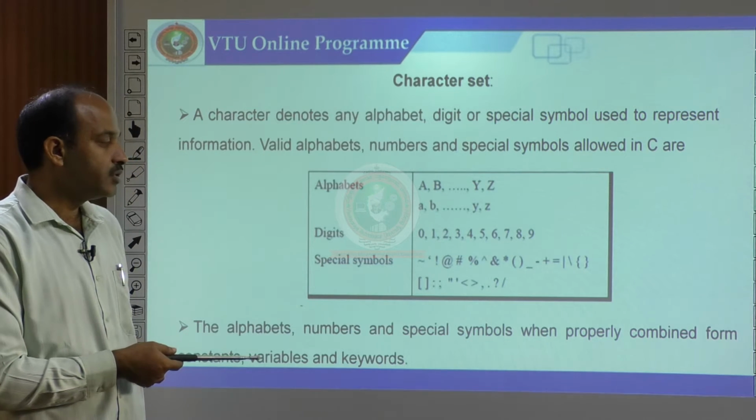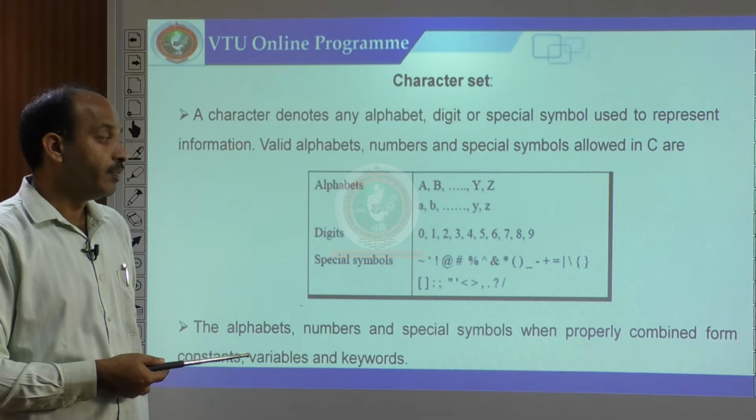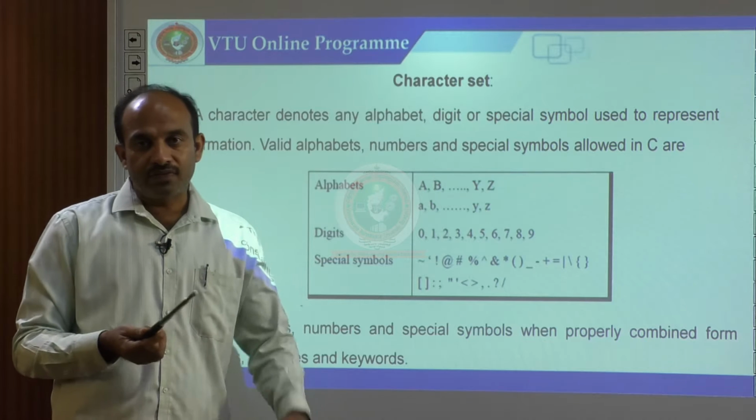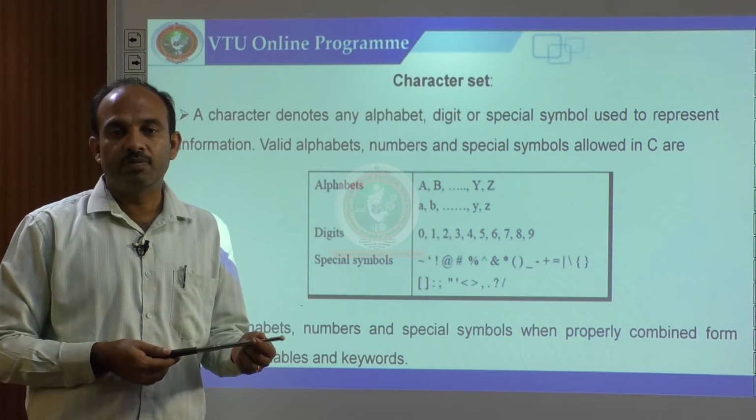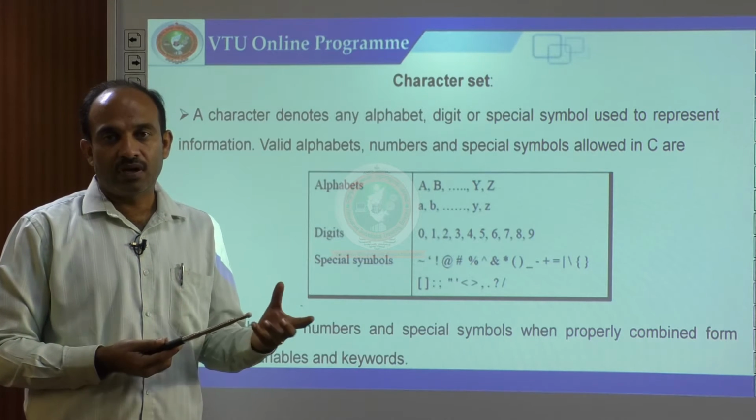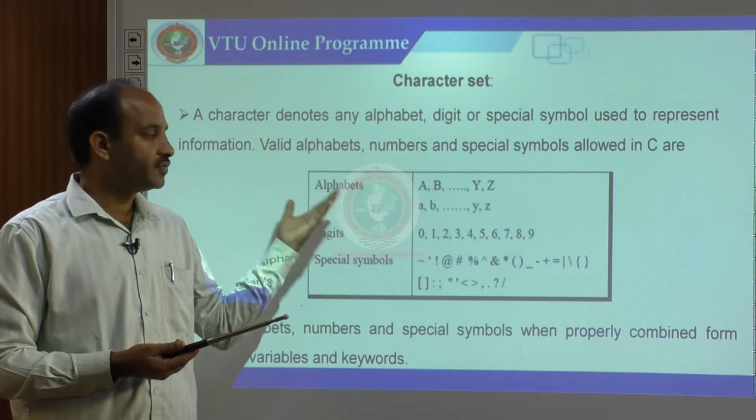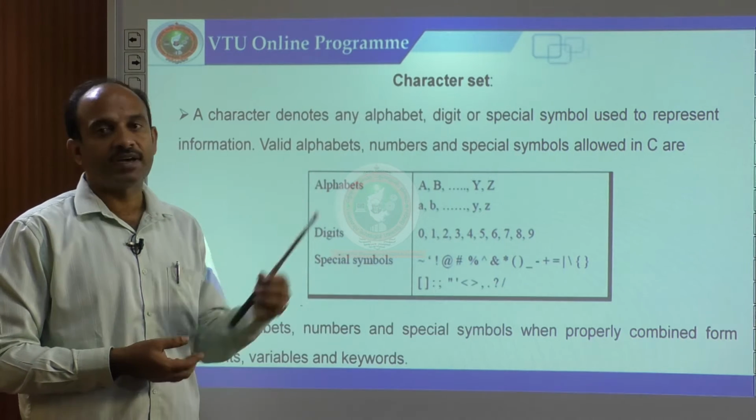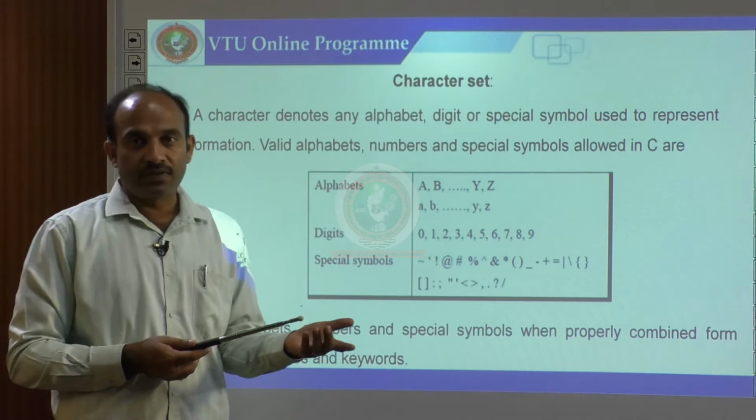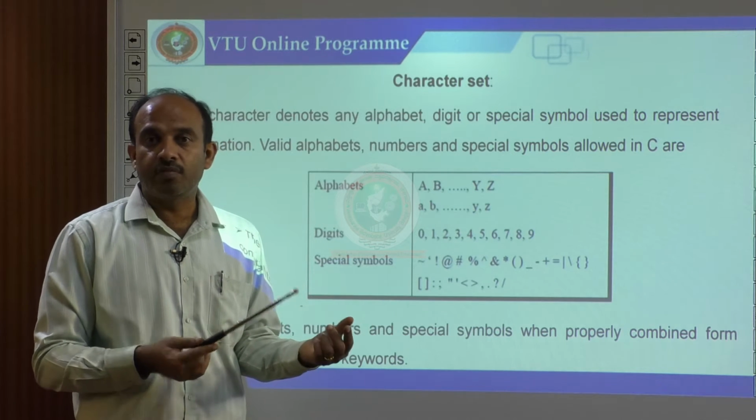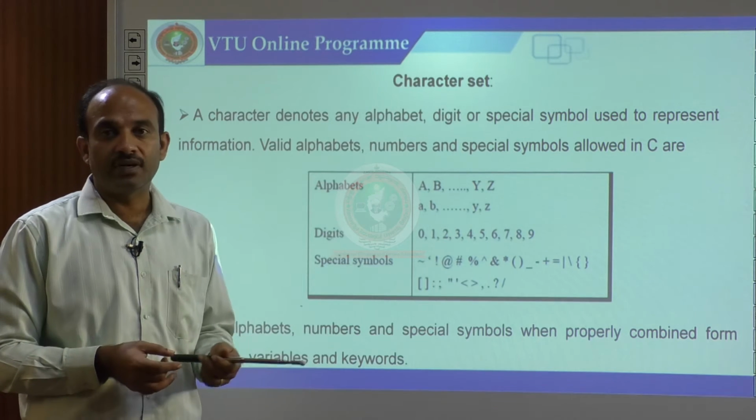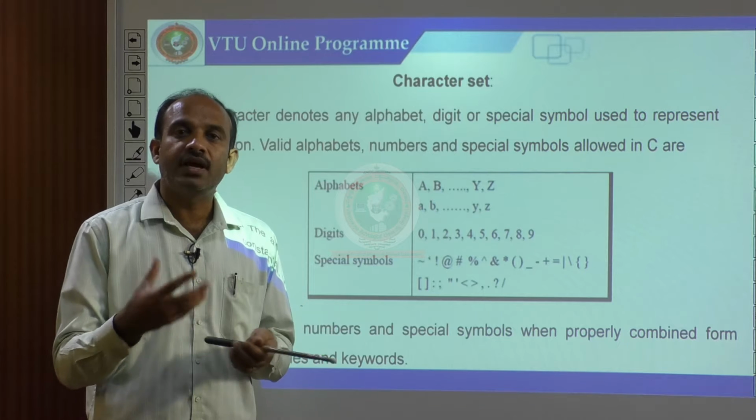So the alphabets, numbers and special symbols, when properly combined, will form a constant. Whatever you define, whether it is a constant, or a variable, or a keyword, or anything, it is made up of a combination of these, from the character set only. Only the definition changes: what is a constant, what is a variable. But the name of the constant or the name of the variable is defined by using this character set only. What exactly a constant or variable is, we will discuss later.